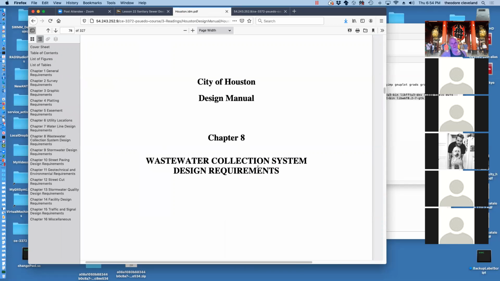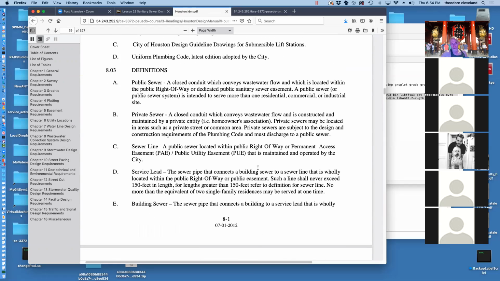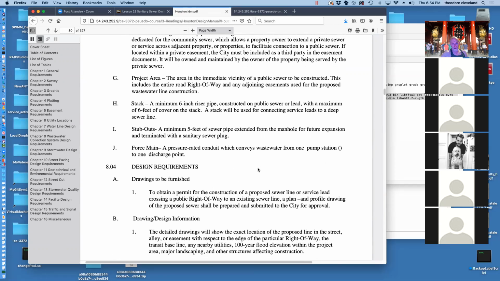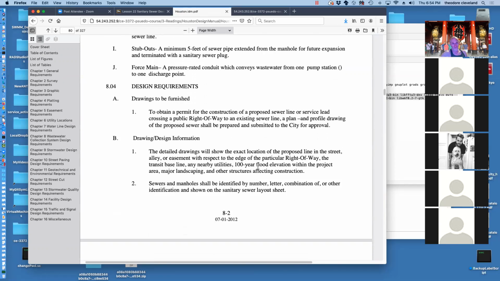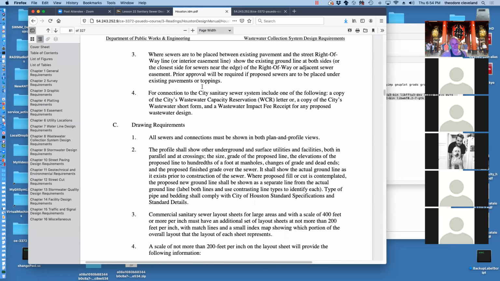Chapter 8. Almost the same layout. It defines things: sewer lines, community sewers, stub outs, force mains. It has a list of the design requirements, in this case, what has to be provided to the city for approval. And by far the most important thing is the receipt for the wastewater impact fee, because that helps pay for things.